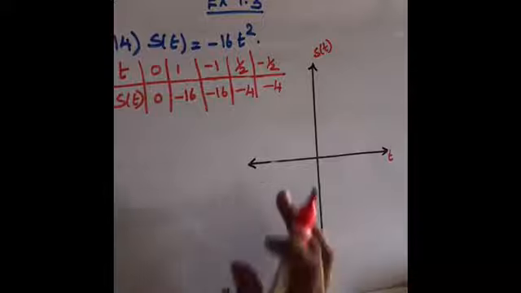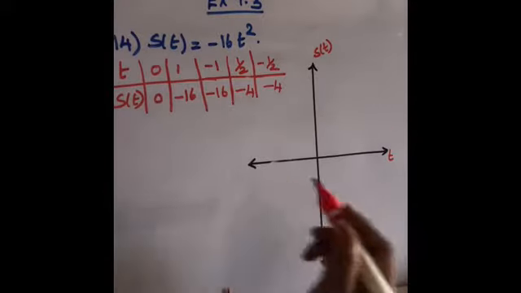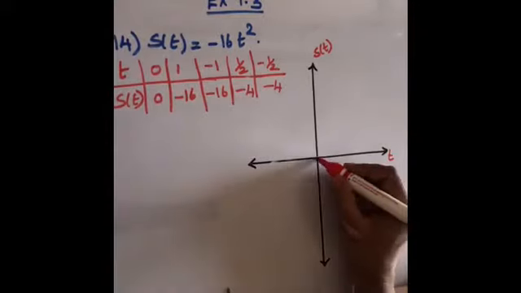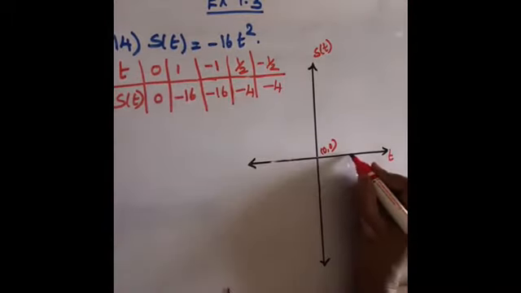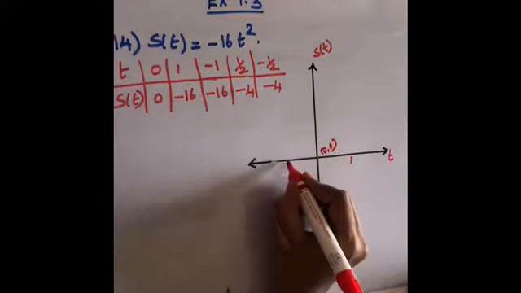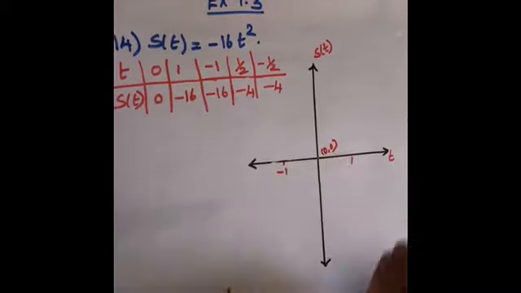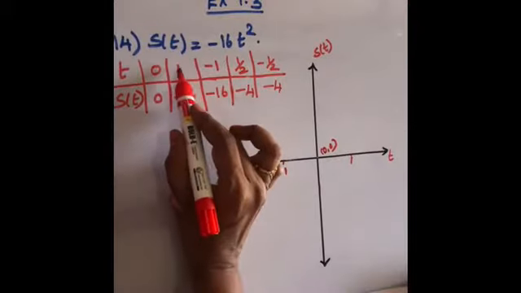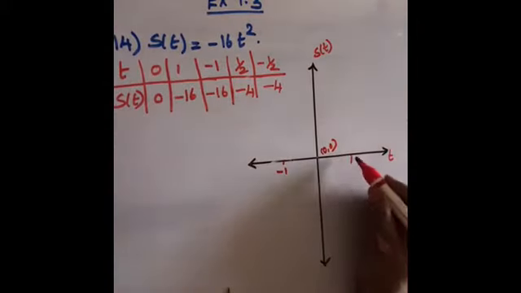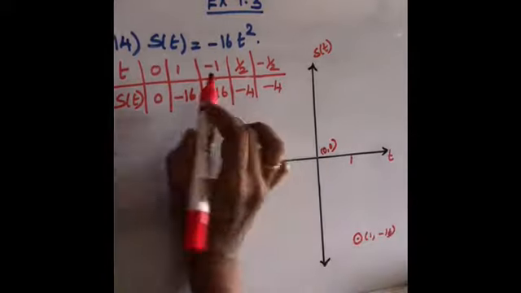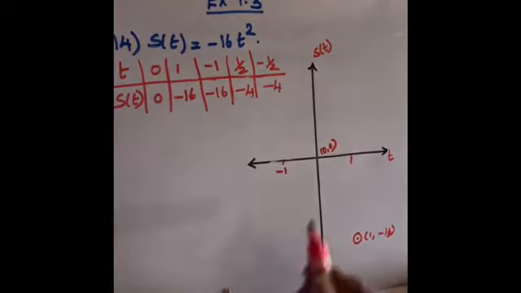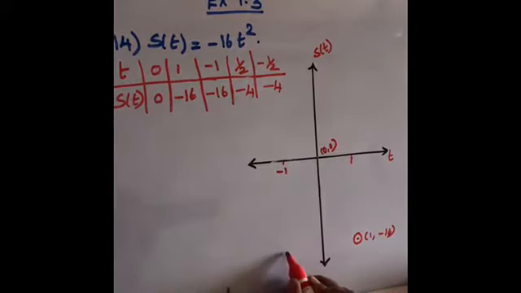Okay. So, shall we plot the values in the graph? First one is 0, 0. Then 1 and minus 16. When t is 1, it will be minus 16, so 1 comma minus 16 will come here. And the second point, minus 1 and minus 16. For minus 1 also it will be minus 1 and minus 16.